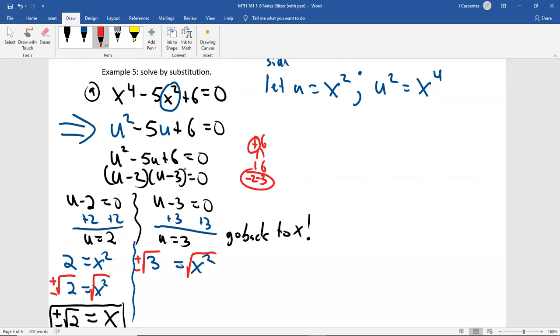When you have X squared equal to a number, or anything squared equal to a number, it's plus or minus square root. It's plus or minus square root. I know I'm a broken record, but I have to be.